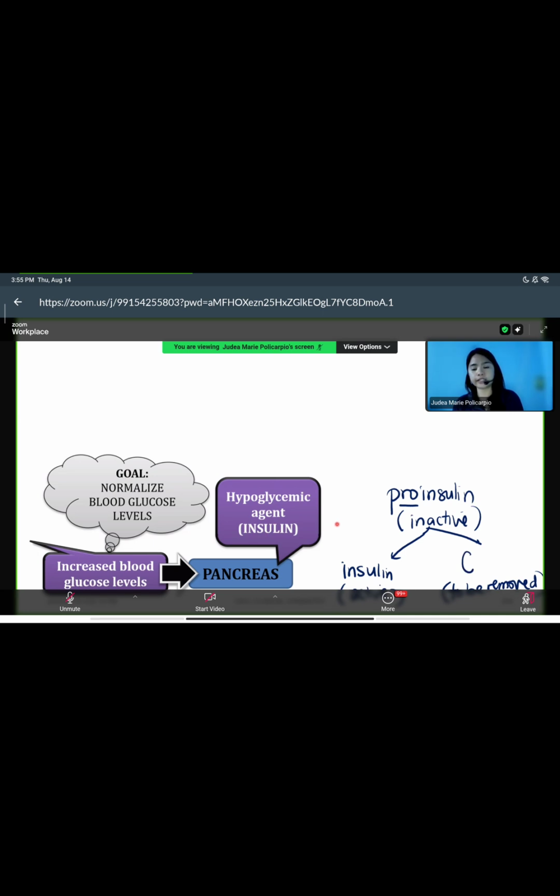Laging tatandaan, we will have to remove the C-peptide. Tatanggalin. Uy, ingat ha. Si C-peptide, hindi siya yung active form ha. Siya yung tatanggalin mo para si proinsulin ay maging insulin. So, ano daw pala yung fragment na tatanggalin natin para si proinsulin ay maging insulin?